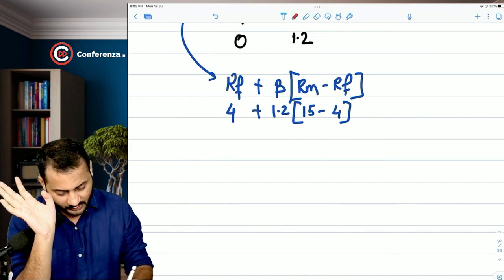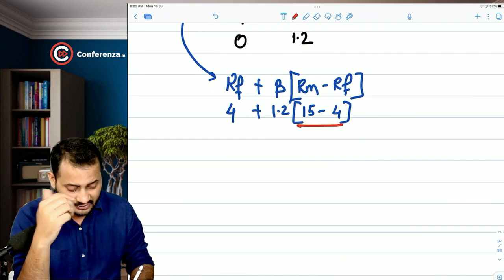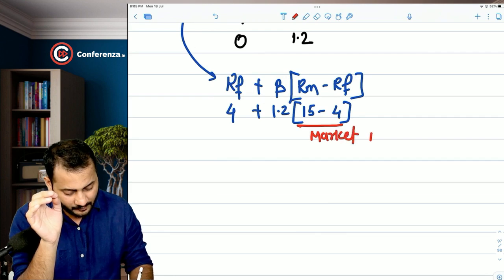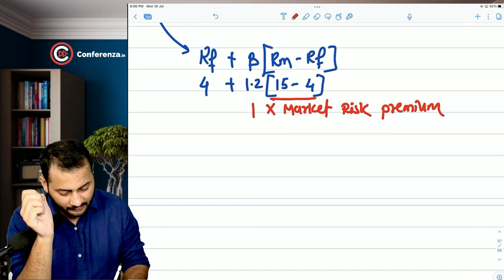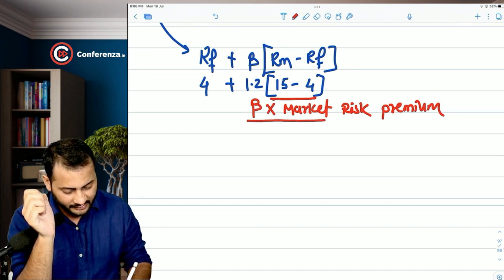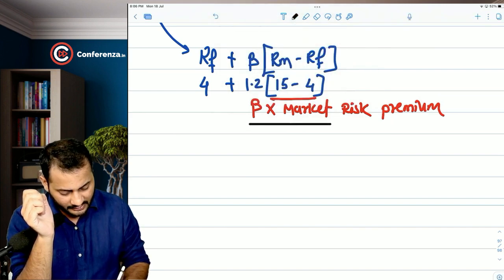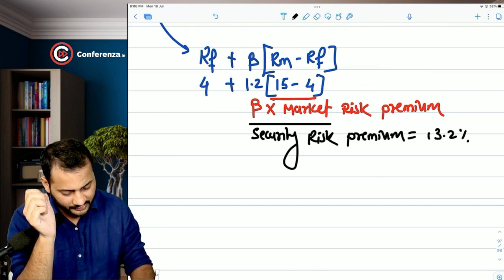Okay. Now, this 11% is called the premium, but that is not the premium for our share. This is the premium for investing in the market. It will be called the market risk premium. Got it? But then this market risk premium, when multiplied with the beta, this entire figure will be called the security risk premium, which comes to 13.2%, and this was 11%.